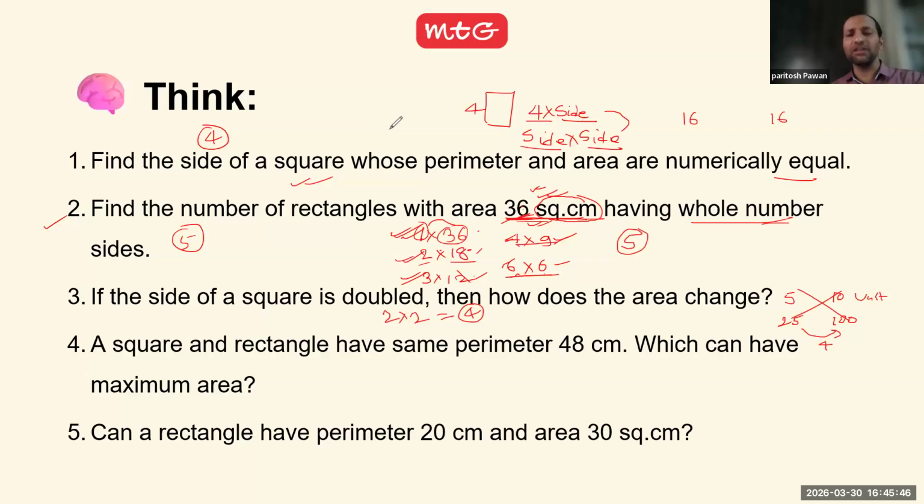Fine, I will explain. Don't worry. But whenever I ask you, immediately say. If you don't understand, you just say, "Sir, I didn't understand." I will explain. It's okay. I will explain question one once again. Find the side of a square whose perimeter and area are numerically equal.